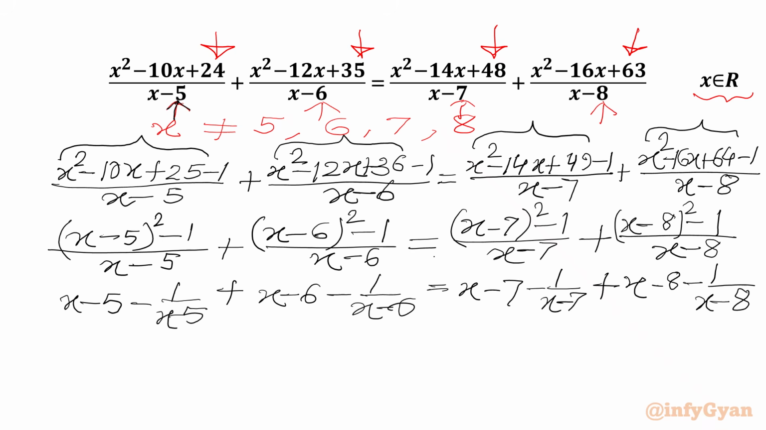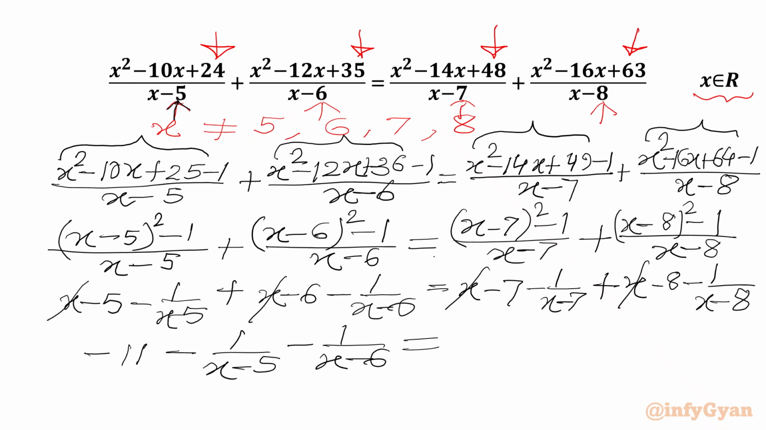Now x plus x is 2x. We will subtract 2x from both the sides. So we will cancel x or remove x. Now minus 5 minus 6 is minus 11. We will write here minus 11 minus 1 over x minus 5 minus 1 over x minus 6 will be equal to minus 7 minus 8, minus 15, minus 1 over x minus 7 minus 1 over x minus 8.